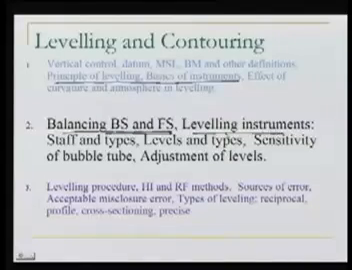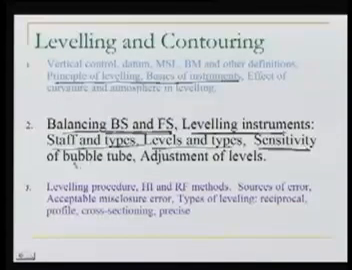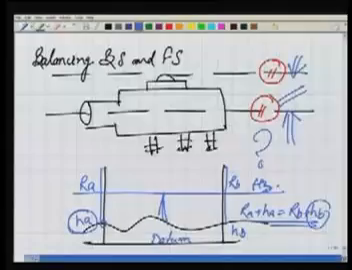Then we will see in detail some leveling instruments, the staff, their types, levels, their types, and we will try to define the sensitivity of a bubble tube. Finally, if time permits in this video lecture, we will see the adjustment of levels, how we adjust them. Okay, so we will start with balancing backsight and foresight.